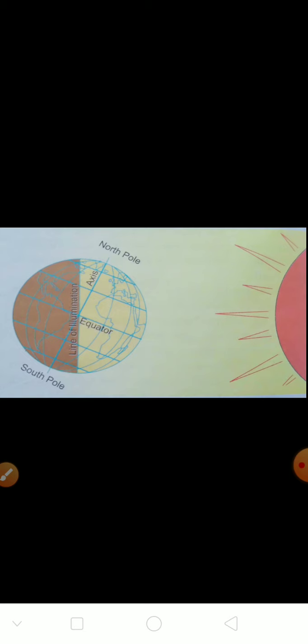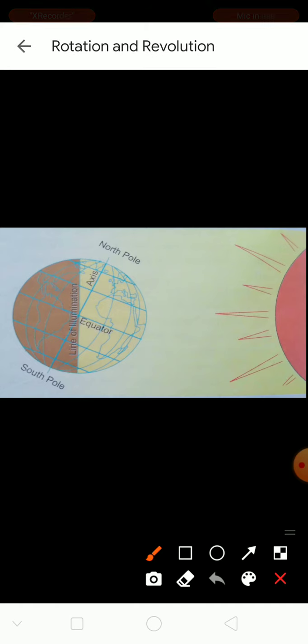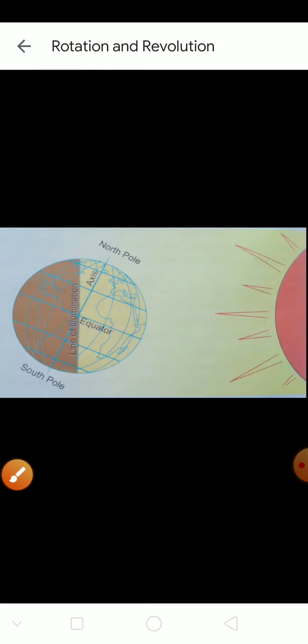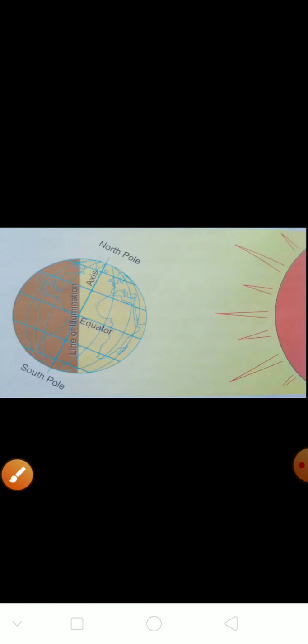This line is known as what? The line of illumination. Since the earth rotates in an anti-clockwise direction, the sun rises in the east and sets in the west. The length of the day is measured from sunrise to sunset. The earth's rotation on its tilted axis causes the sun's rays to fall at different angles on its surface.